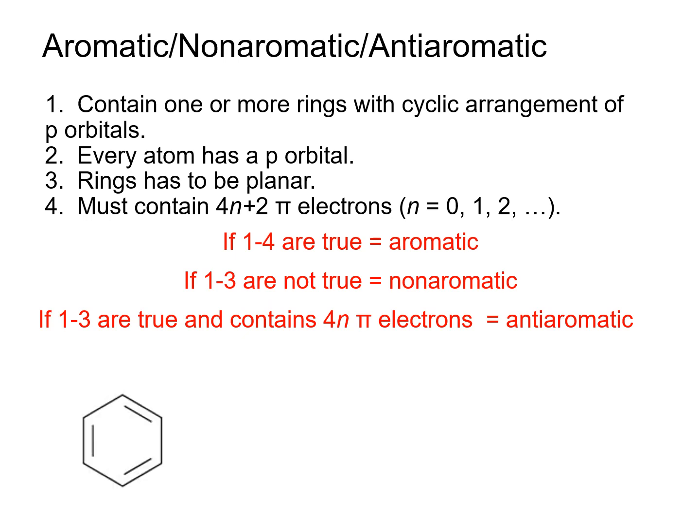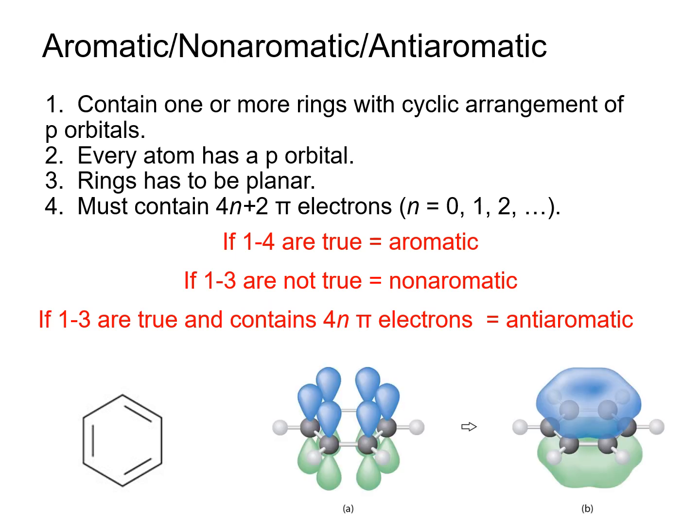So we can look at benzene and check our rules. We see that we have a cyclic arrangement. Every carbon is sp2 hybridized, meaning it has a p orbital. It's going to be planar. And then what we have here are a single electron from each carbon, or you can say 2 electrons from each double bond. We have 6 total electrons. If n is equal to 1, 4 times 1 plus 2 is 6. And so I wanted to show these pictures here just to give you a better idea, just like what we saw with conjugation, right? Where we saw that the electron density was spread around the entire molecule. That's exactly what's happening with this benzene ring.